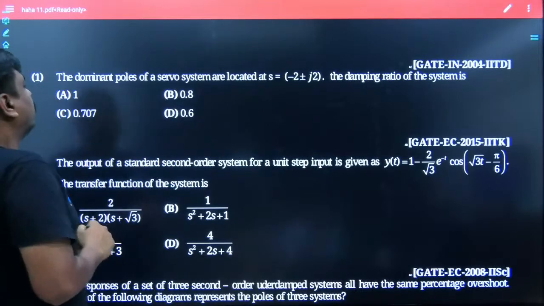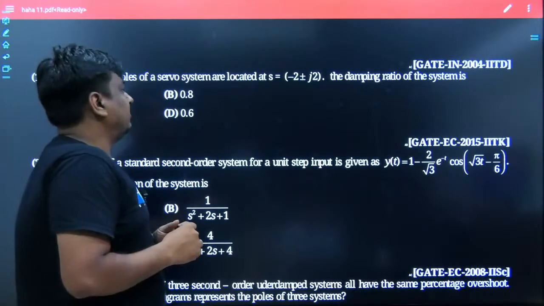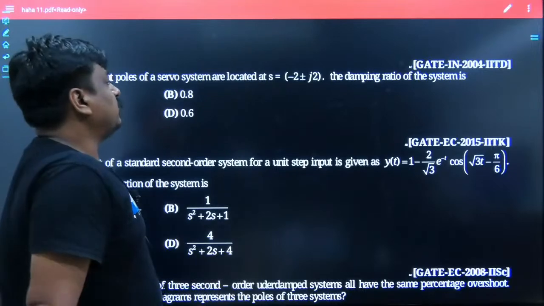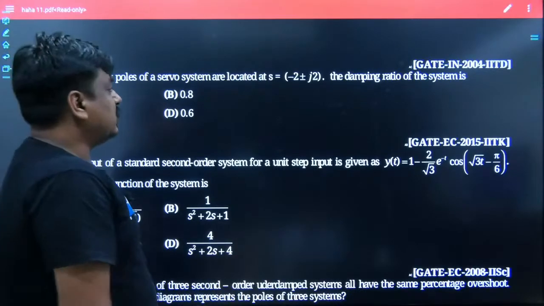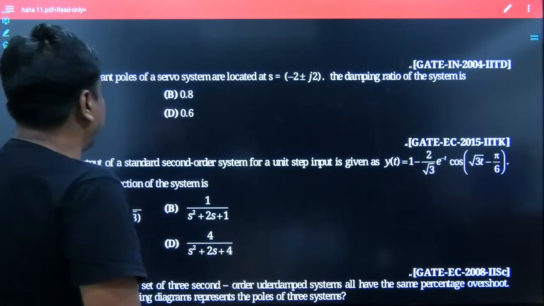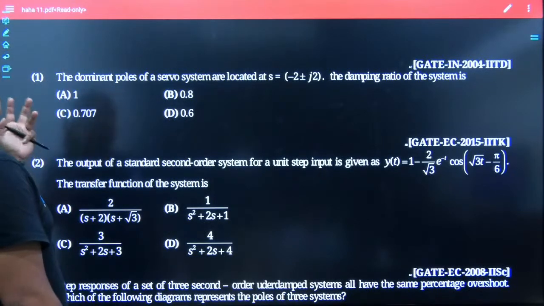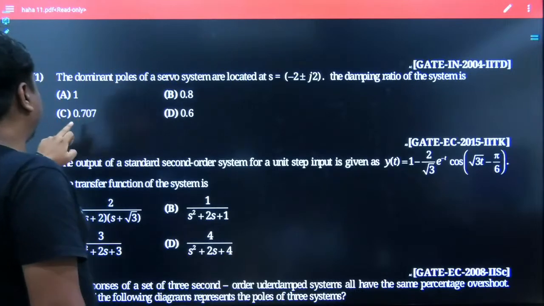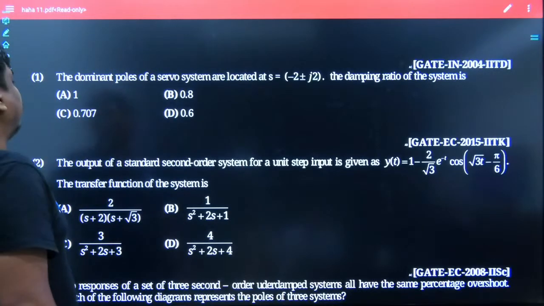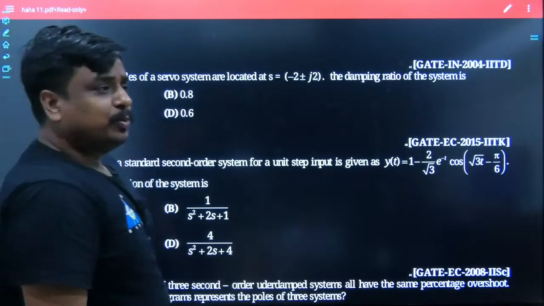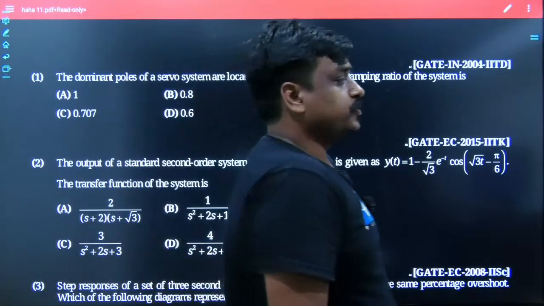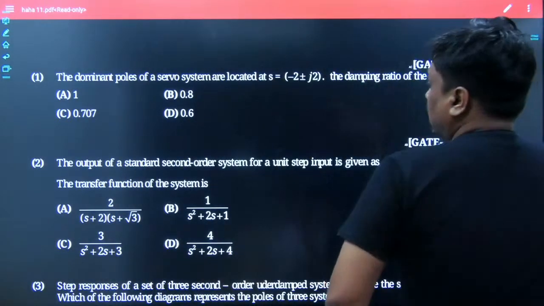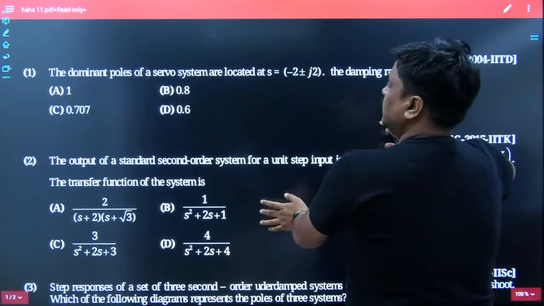The problem says the dominant poles of a servo system are located at s = -2 ± 2j. The damping ratio of the system is being. The 4 different options given along with this problem were 1, 0.8, 0.707, and 0.6. Tell me what would be the best answer for this given problem.